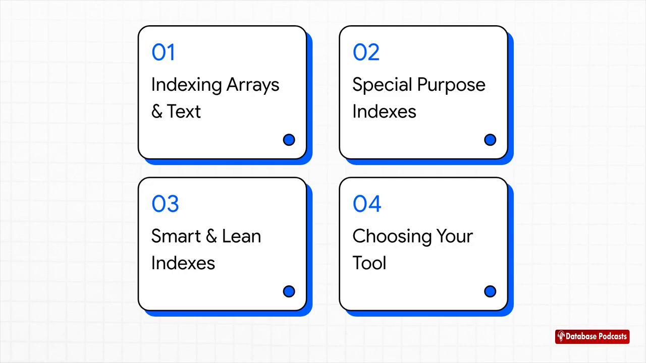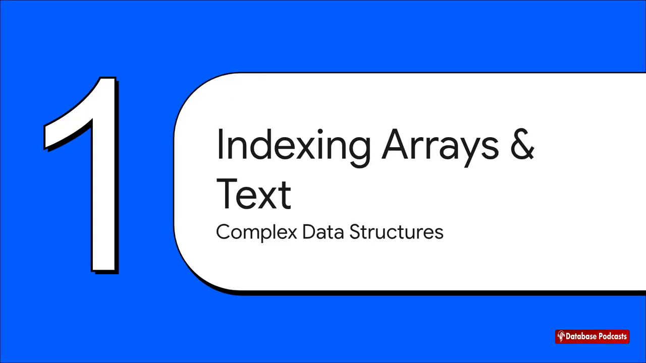Okay, so here's the plan. We're going to look at indexes for complex data. Think arrays and text. Then we'll dive into special purpose tools for unique jobs. After that, we'll cover indexes that help you optimize for scale and storage. And finally, we'll bring it all together so you know exactly which tool to reach for. All right, let's get right into it.